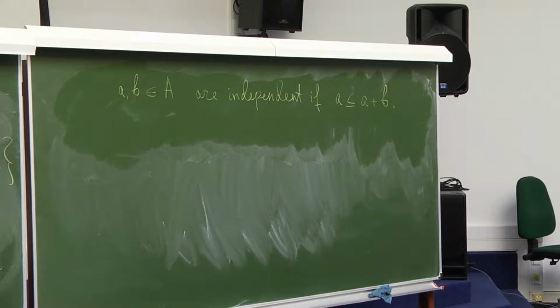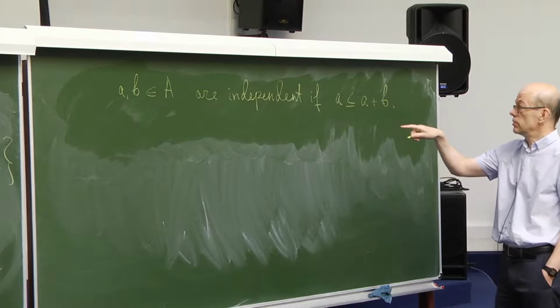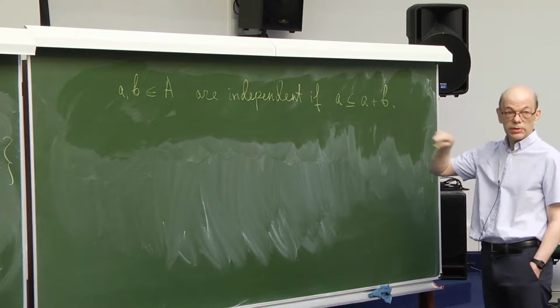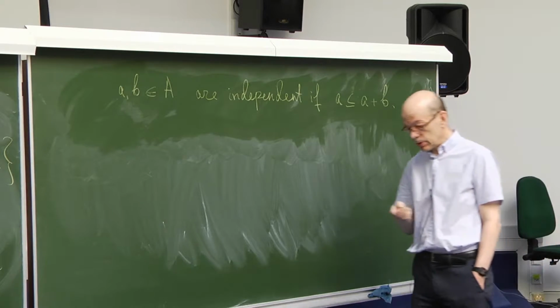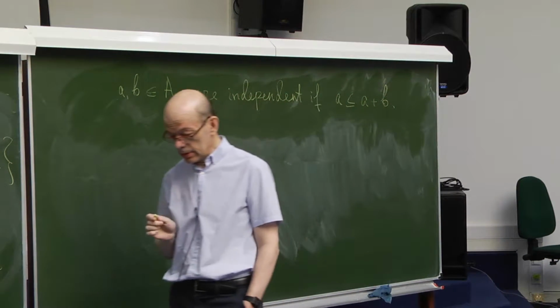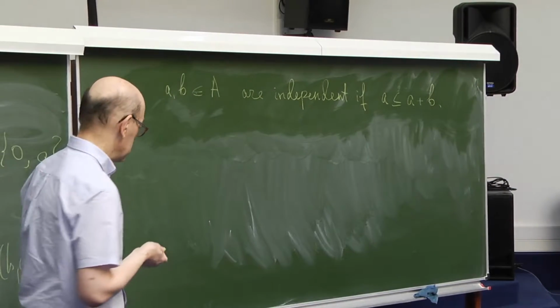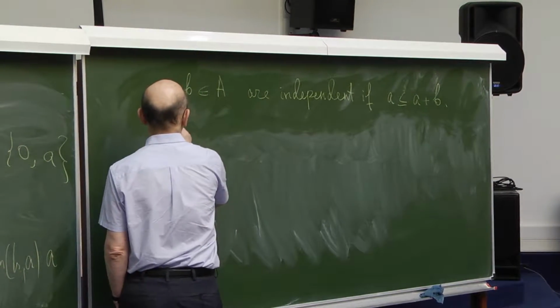If A is smaller than A plus B. Now, this is a symmetric relation. So if A is independent from B, then B is also independent from A. That's a symmetric relation. Let's take an example, when the poset is 2 to the power I.